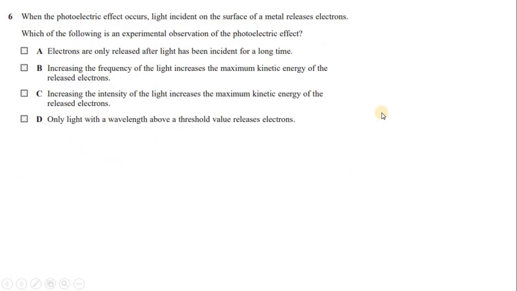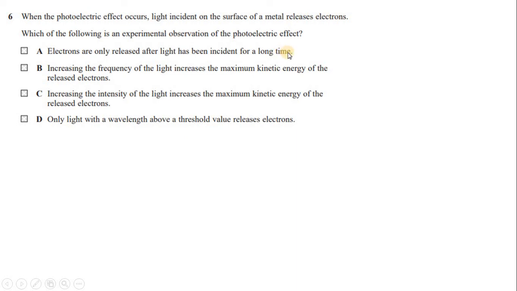Question number 6. When the photoelectric effect occurs, light incident on the surface of a metal releases electrons. Which of the following is an experimental observation of the photoelectric effect? Electrons are only released after light has been incident for a long time. No, electrons are emitted instantaneously as soon as the photon hits. So no, it cannot be A.